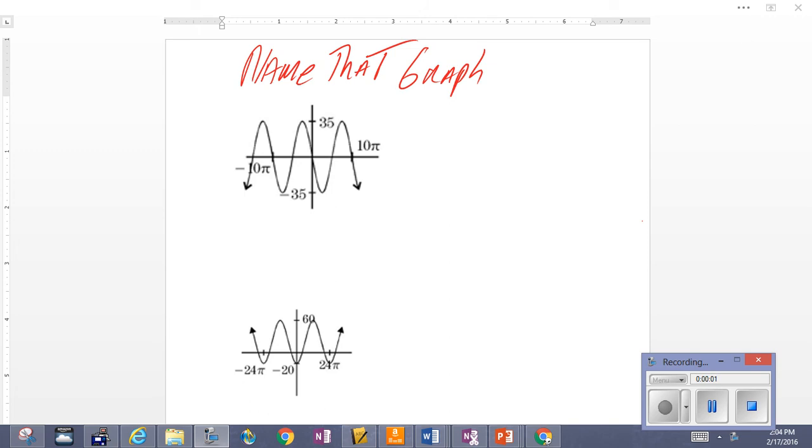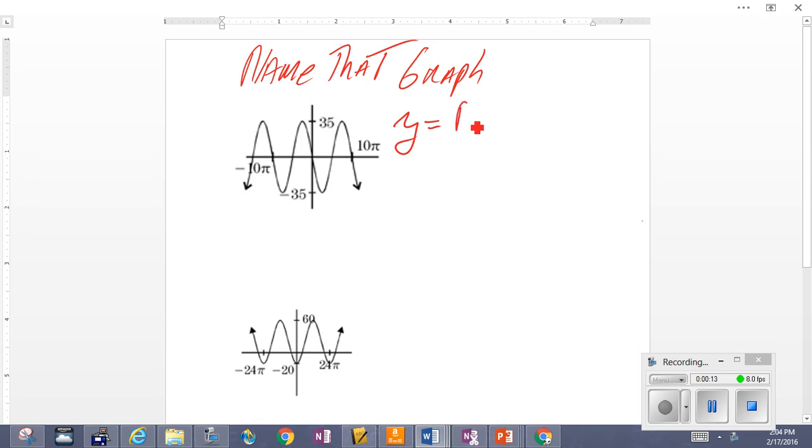All right, guys, it's time to play Name That Graph. So we're going to say that the graphs we're going to be looking at are of this form: y equals a sine of bx, or y equals a cosine of bx.